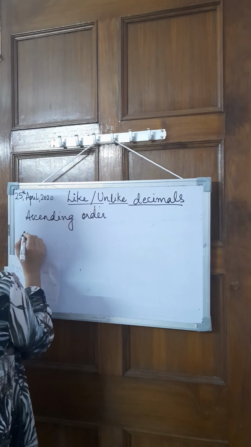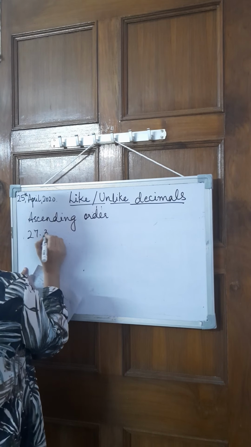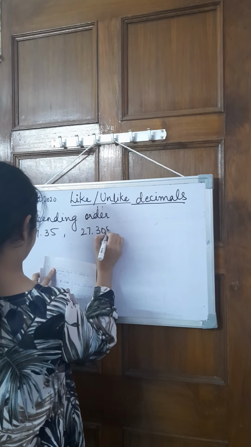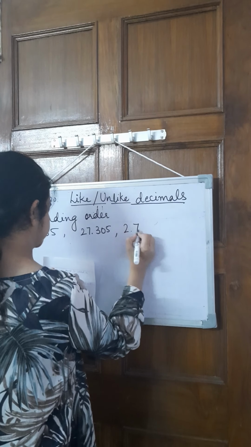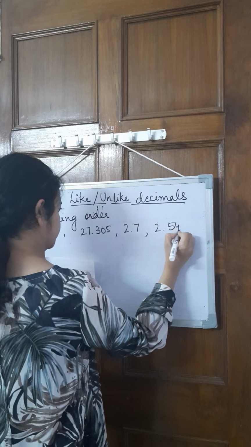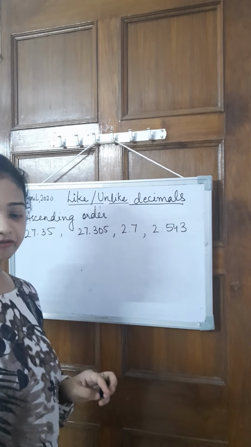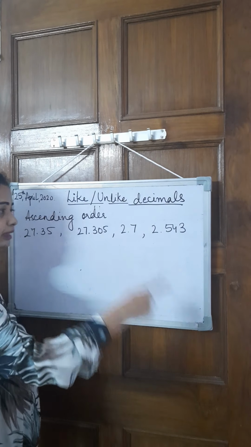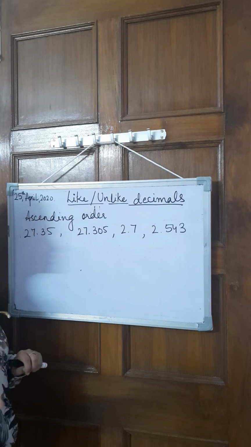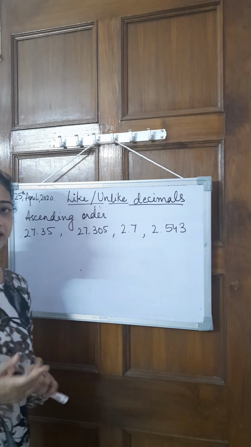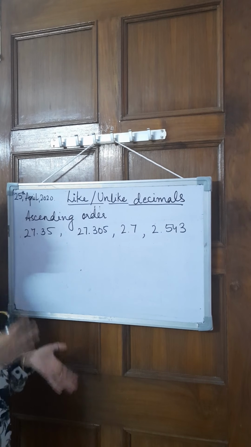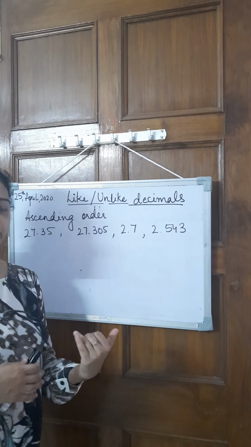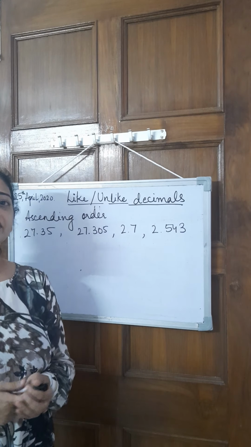So let's take the numbers. Now I have taken 4 numbers here, and I am going to compare them, and after comparing them I am going to arrange them in ascending order. You can arrange in ascending or descending, but you just have to compare them, so that you know which one is greater, which one is smaller. And what is ascending? Ascending means from smaller to bigger. And what is descending? From bigger to smaller.